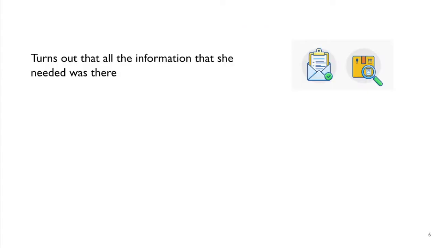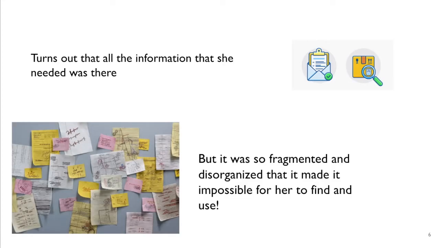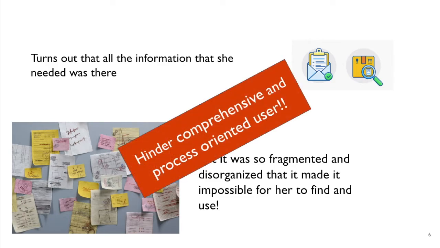It turns out, though, that all the information that she needed was there. But it was so fragmented and disorganized that it made it impossible for her to find and use. And this is an example of a project that would hinder comprehensive and process-oriented users.